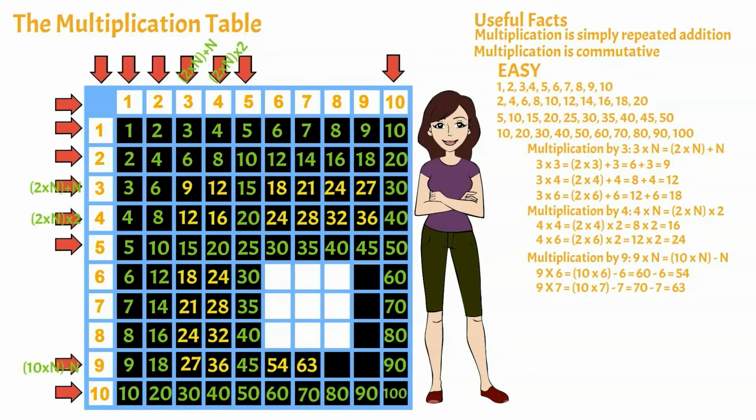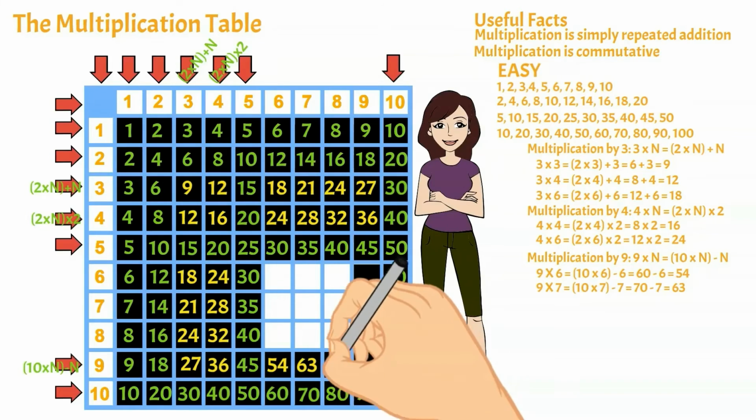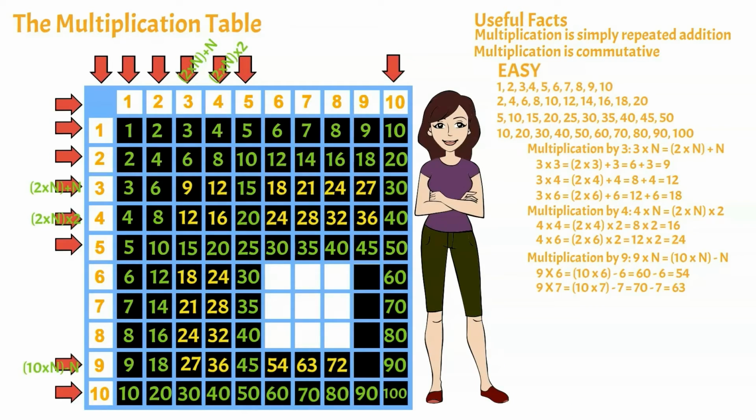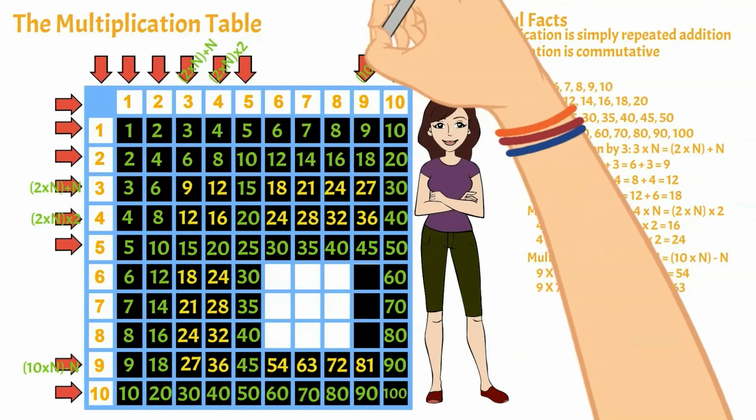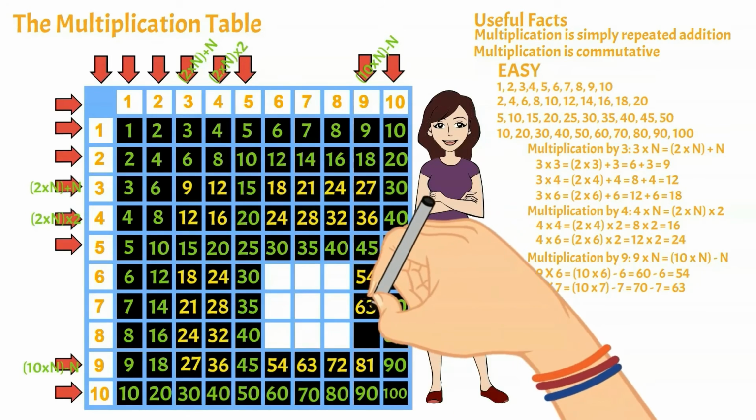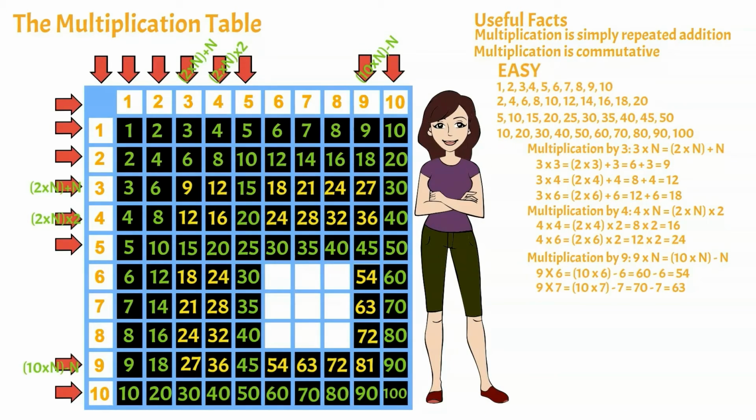Next, 9 times 8 equals 10 times 8 minus 8. This is equal to 80 minus 8, which is equal to 72. Next, 9 times 9 equals 10 times 9 minus 9. This is equal to 90 minus 9, which is equal to 81. If we do this the other way around, it will give us the same answers. So here, we will also have 54, 63, 72, 81.